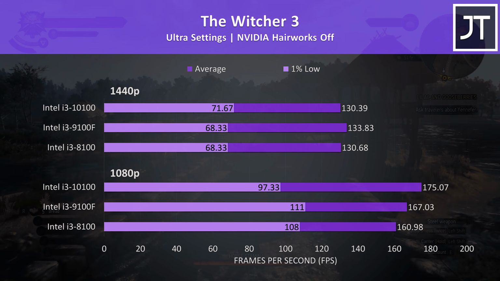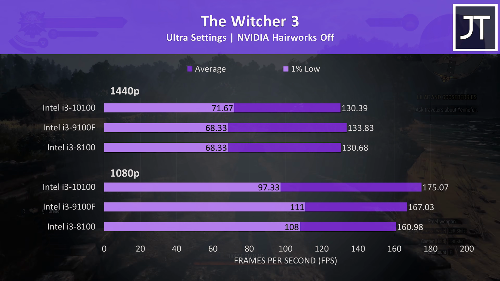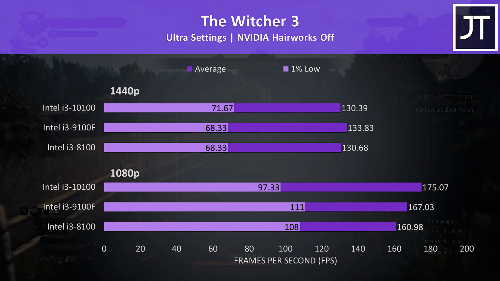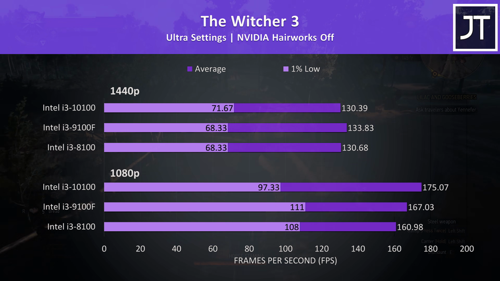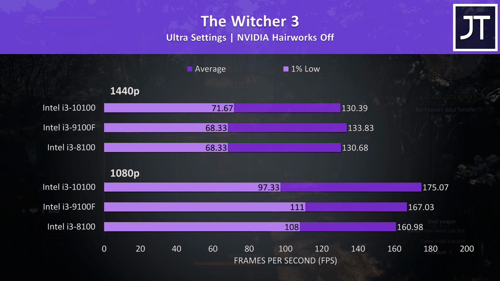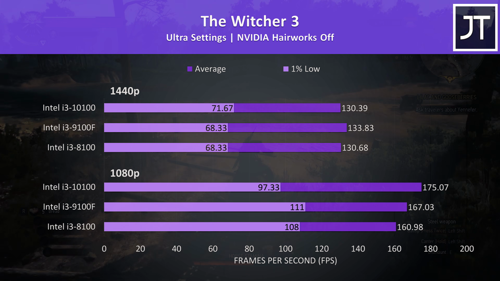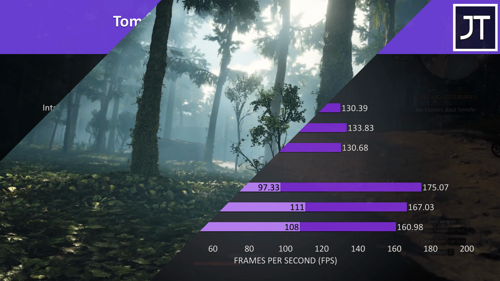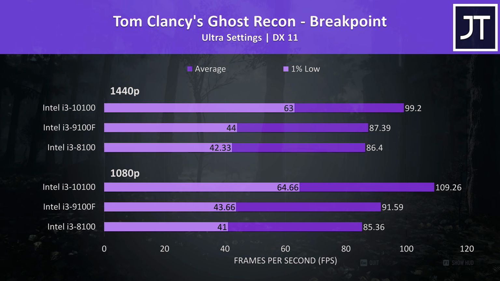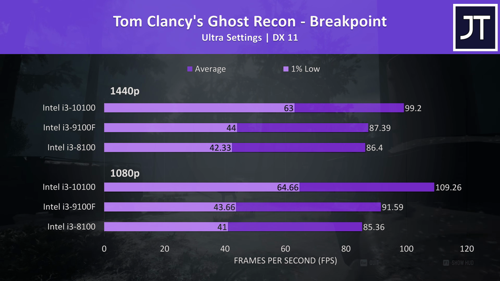The Witcher 3 was tested running through the same section of the game, and as a game that tends to be more GPU heavy, especially at this setting level, there wasn't too big of a difference between the processors. Though it was strange that the 10th gen had consistently lower 1% lows at 1080p, but was then back on top at 1440p.